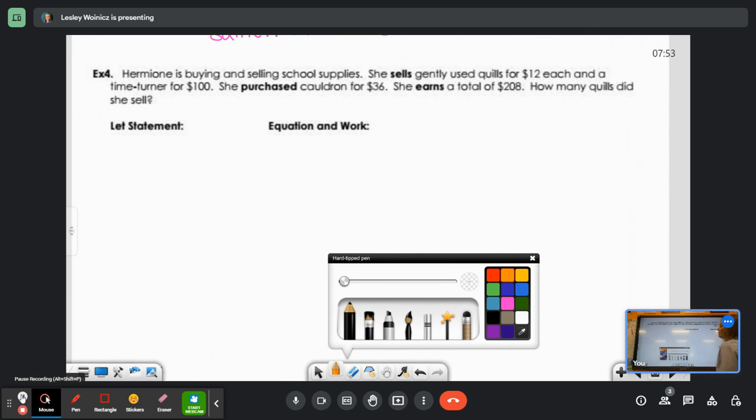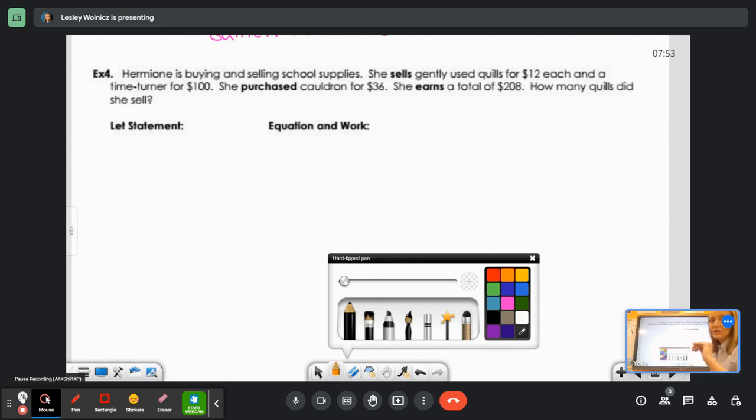All right. Hermione is buying and selling. Ooh, I can tell right there I'm going to have to watch my signs. I'm going to be looking for pluses for buying and negatives for selling. Whoops, no, opposite of that. Opposite. Buying costs money. I wish that wasn't true. I wish every time I bought a pair of pants, Amazon gave me money, but that's not the way it works. Okay. Buying is negative, selling is positive.